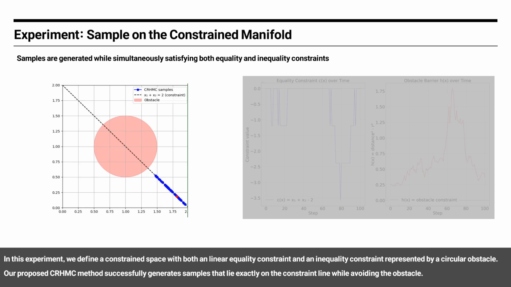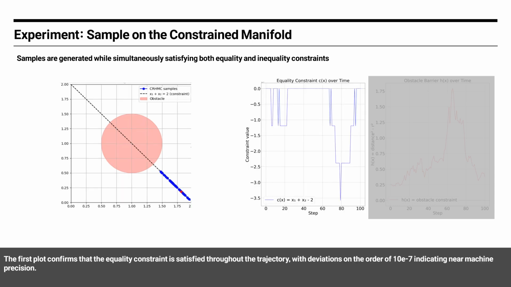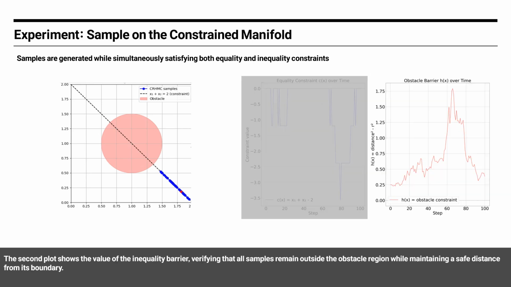obstacle. The first plot confirms that the equality constraint is satisfied throughout the trajectory, with deviations on the order of 10 times 10 to the power of -7, indicating near machine precision. The second plot shows the value of the inequality barrier, verifying that all samples remain outside the obstacle region while maintaining a safe distance from its boundary.